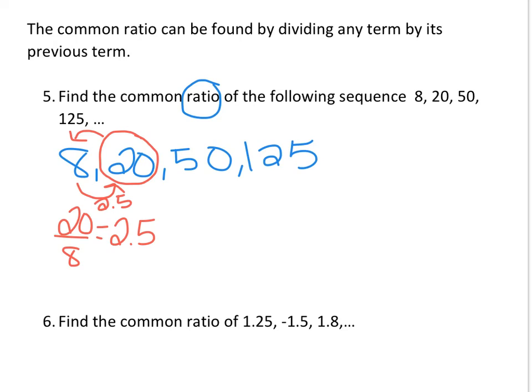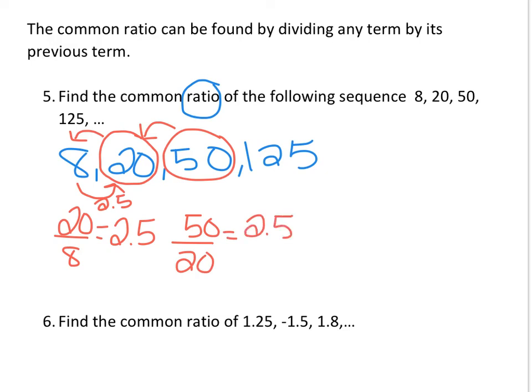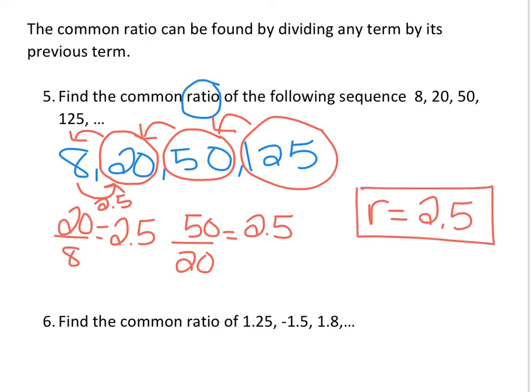And you could keep on doing this pattern through the whole sequence. So 50 divided by 20 is going to give you 2.5. 125 divided by 50 will give you 2.5 as well. So for this problem, our common ratio is 2.5.